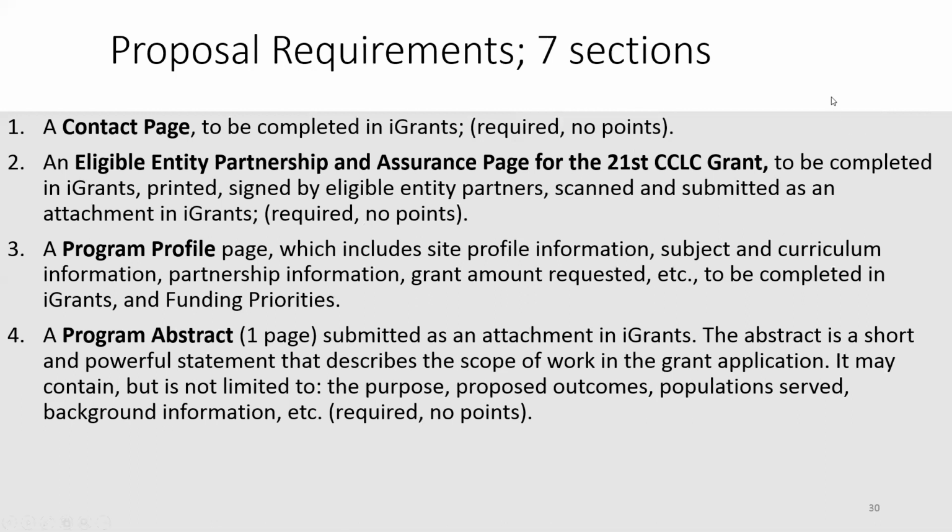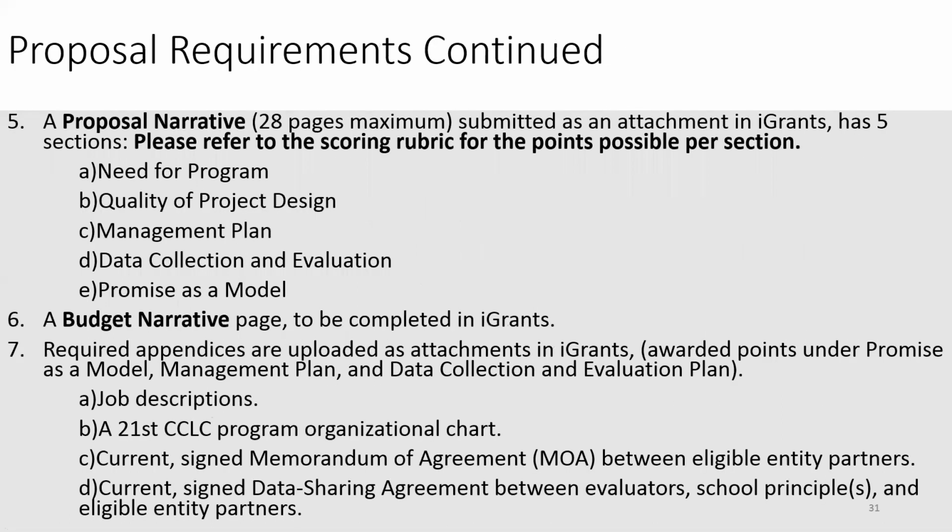Program profile page, which includes your site profile information, subject and curriculum information, partnership information, grant amount requested. That's also in iGrants. So the top 3 things here are all in iGrants. Program abstract is the first thing that is part of your narrative. It needs to be an uploaded part of your application. Inside the iGrants application, there's an upload page, and all of the things that you'll be creating in your narrative and uploading go to that iGrants page.